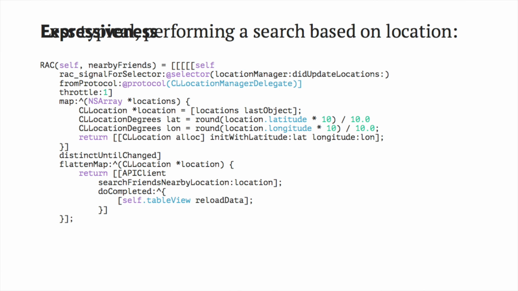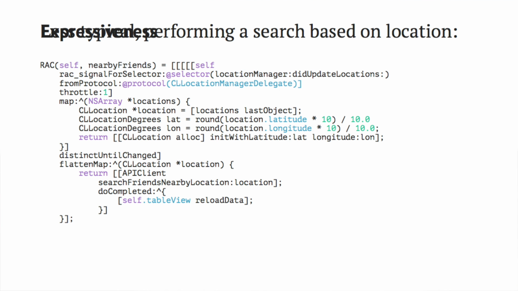It's all right here. So what we're doing now is saying whenever the location manager gave us new updates, we're going to throttle it. Even if this happens more than once a second, if we're moving really fast, there's no point in querying the server more than once a second. So we're throttling it to once a second. Now we're going to map it. We have an array of locations. All we want to do is take the most recent location, which is the last object.